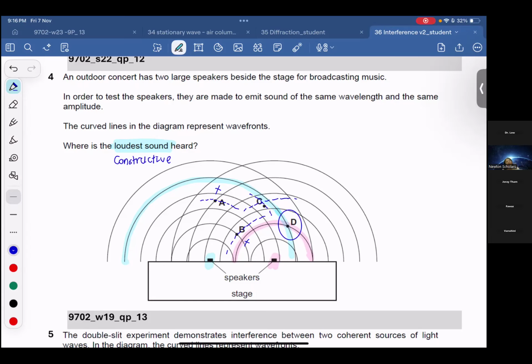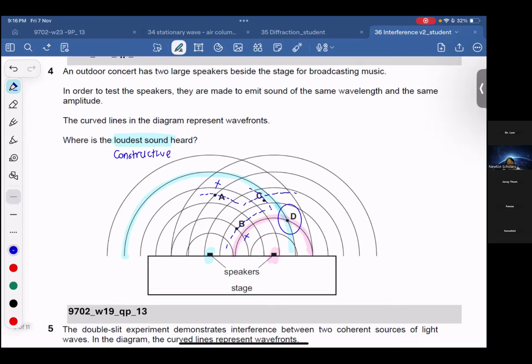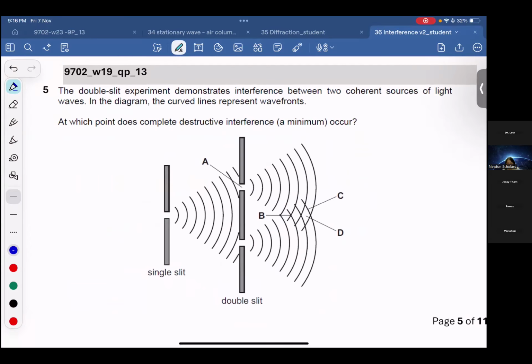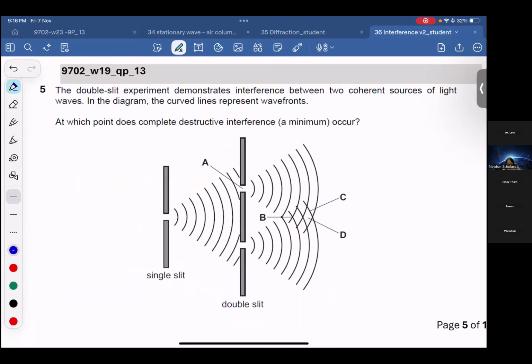Any of you cannot? Let me know. Okay, if done, go down. Yes, teacher. Okay, here, 2019: at which point can destructive interference happen?